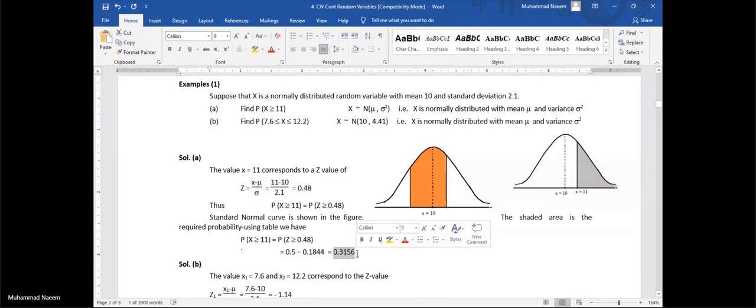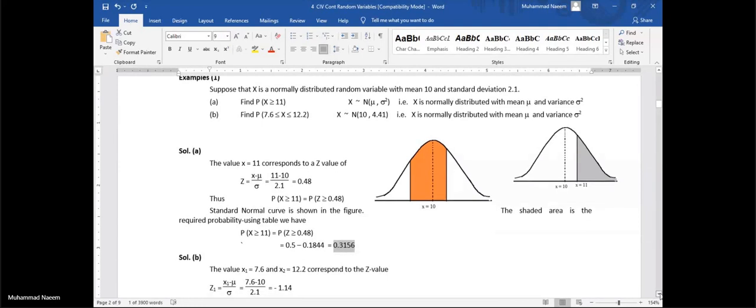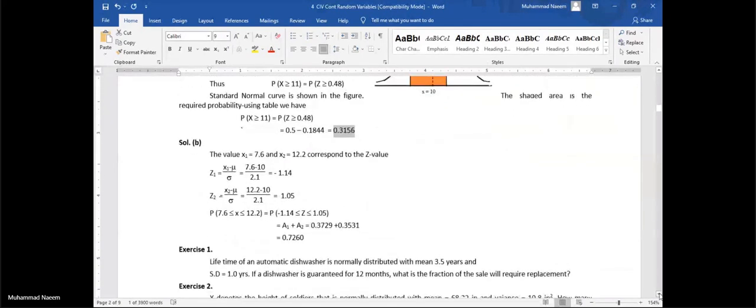Similarly, in second part, we have 2 points. So convert these 2 points in terms of z, as 1 point is in the left half, so when we convert it in terms of z, it will be negative. And the other point, 12.2, is on the right hand side of the mean value. So when we convert it in terms of z, this will be positive. So actually we need this probability in terms of x. In terms of z, we have this required probability.